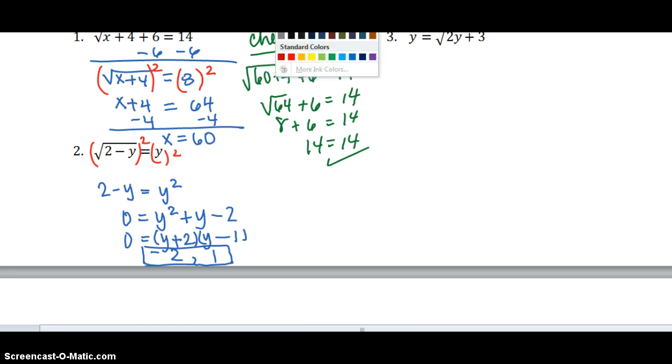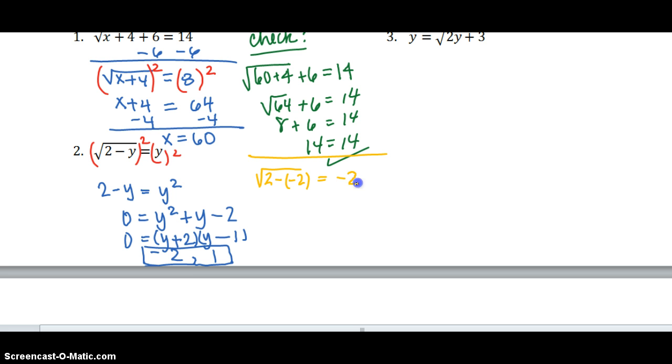Okay, let me get a new color to check so I don't run into my green. So here's my checking column. I have to go back and try negative 2. 2 minus, be careful, a negative 2 equals negative 2, because I'm plugging in negative 2 for y.